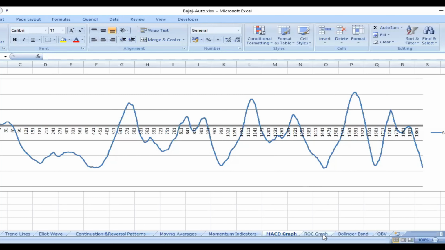Coming to RSI, which is the relative strength index, what it does is it is basically a reversal indicator.